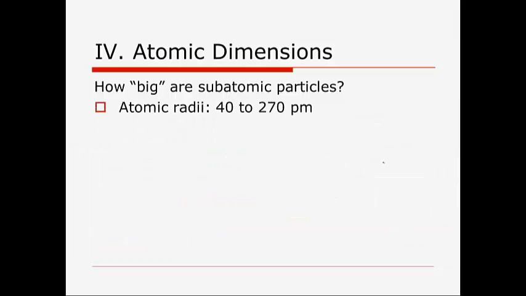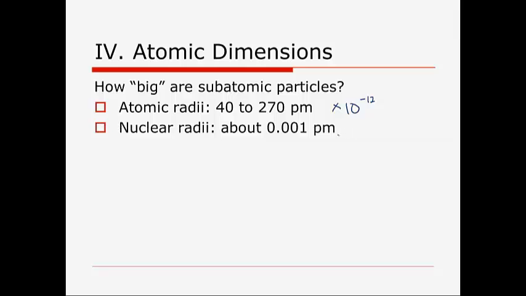Now, how big are atoms? What are their sizes? Atomic radii from the center to the edge of the atom vary from 40 to 270 picometers. Don't forget, a picometer is 1 times 10 to the negative 12th of a meter. So really small. The nucleus is really, really small compared to the size of the atom, 0.001 picometers.